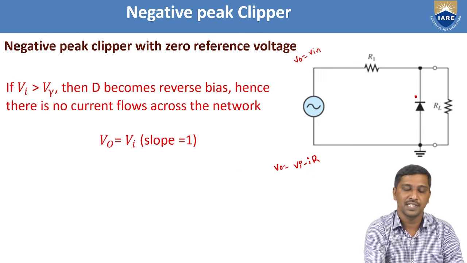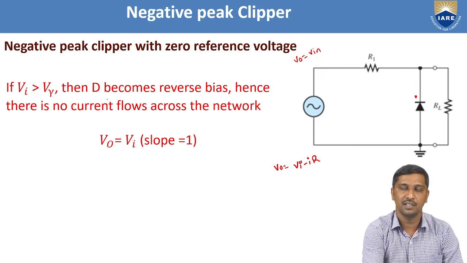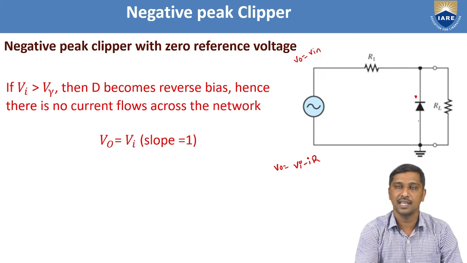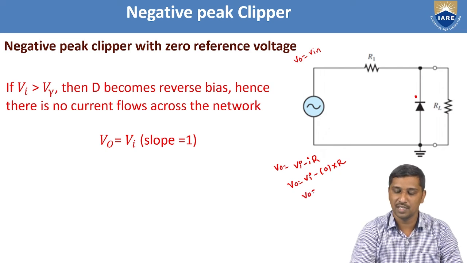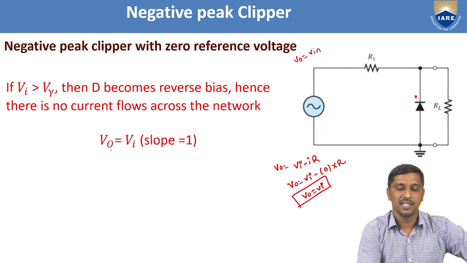So when the input signal is greater than V gamma, the diode acts as reverse biased. Hence, the current flowing across this network is 0. Hence, V naught is equal to Vi minus 0 into R. So 0 into something is 0. Hence, V naught is directly equal to Vi. So V naught is equal to Vi, where Vi varies linearly with respect to time. Hence, the slope is 1.